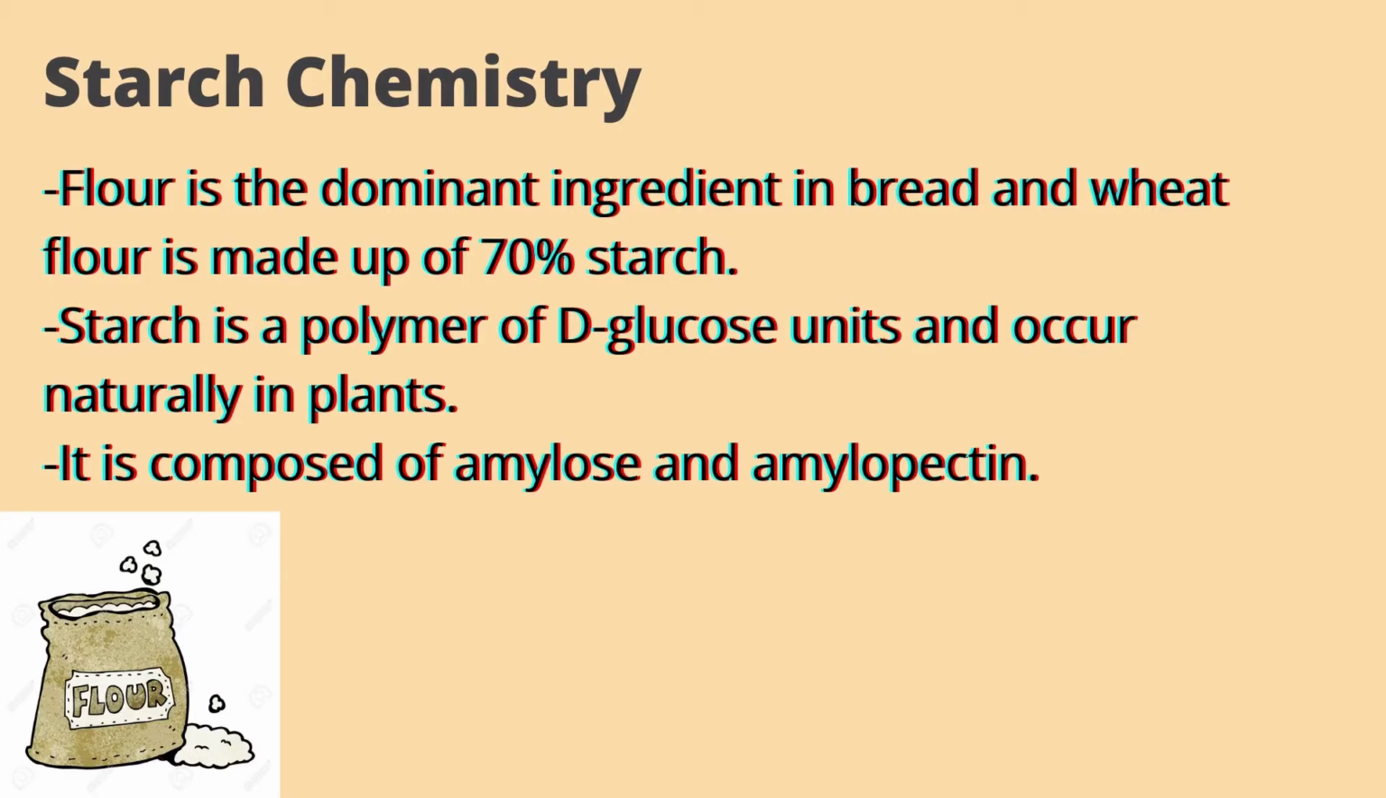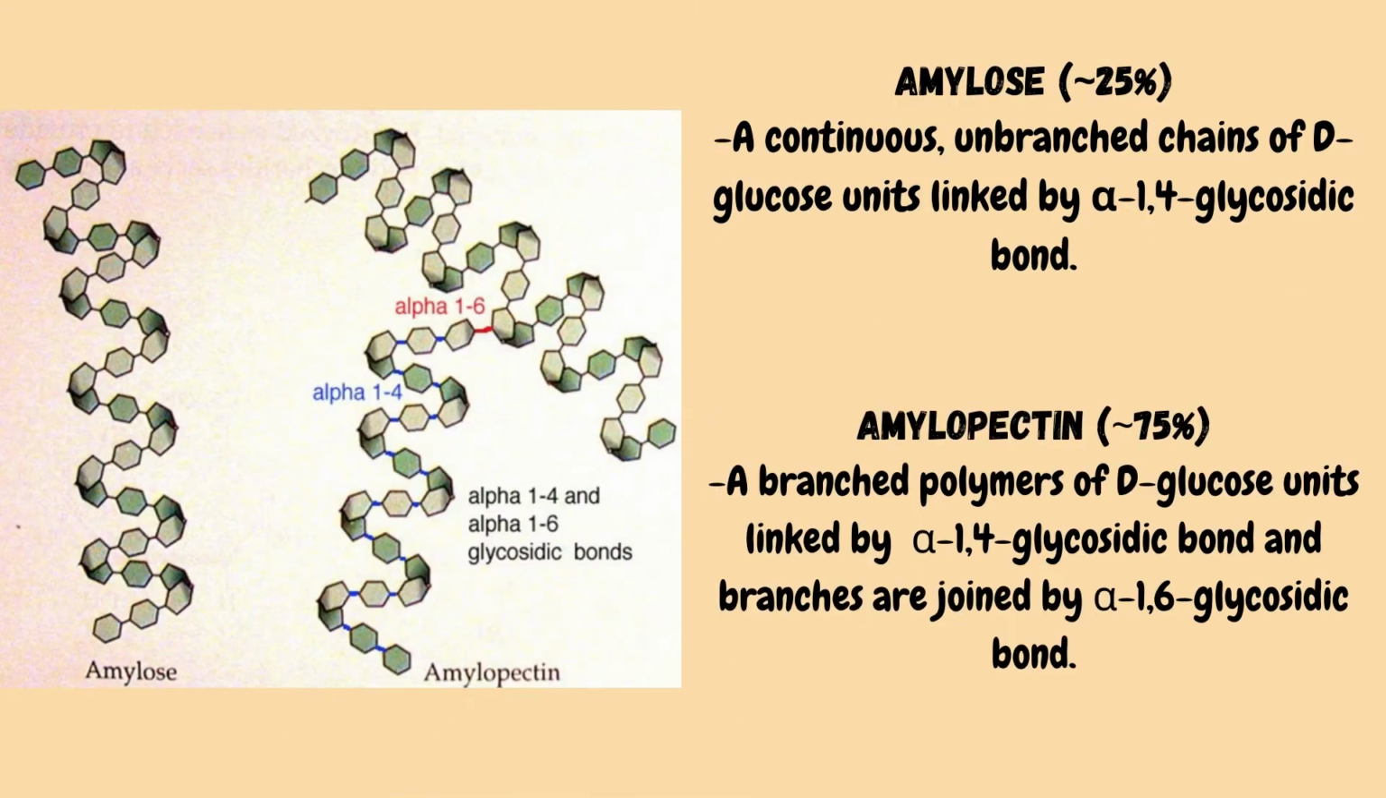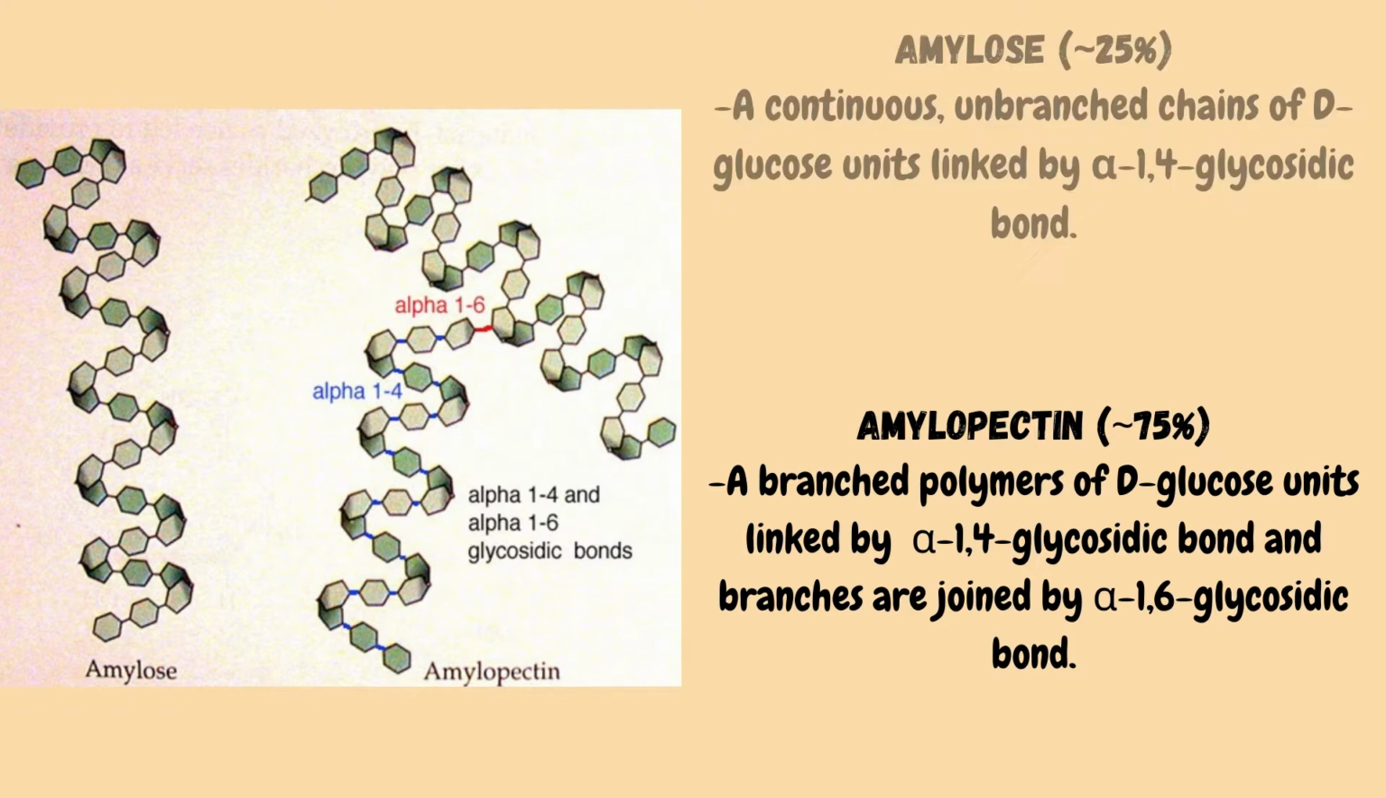Flour is the dominant ingredient used in bread, and wheat flour is made out of 70% starch. Starch is a polymer of D-glucose units and occurs naturally in plants, composed of amylose and amylopectin. Amylose makes up about 25% of starch and is continuous unbranched chains of D-glucose units linked by alpha-1,4-glycosidic bond. Amylopectin makes up about 75% of starch and is a branched polymer of D-glucose units linked by alpha-1,4-glycosidic bond, and the branches are joined by alpha-1,6-glycosidic bond.